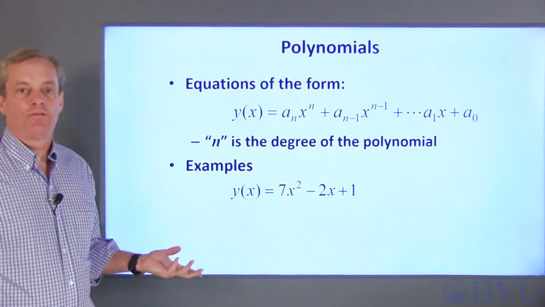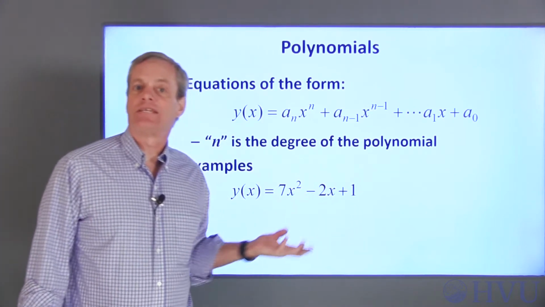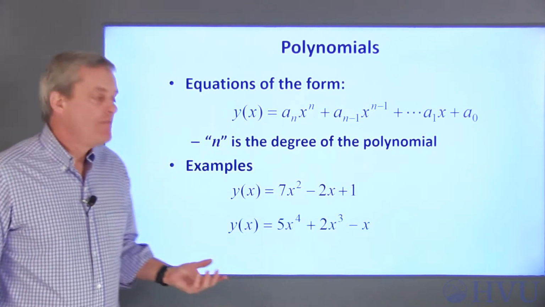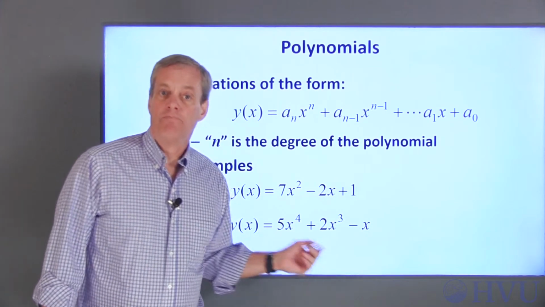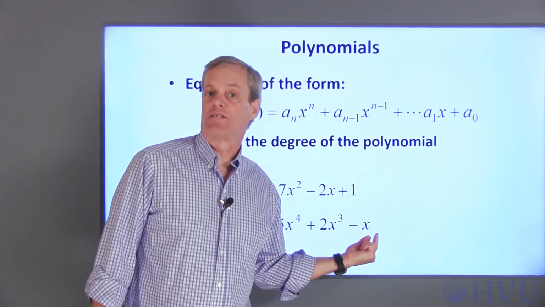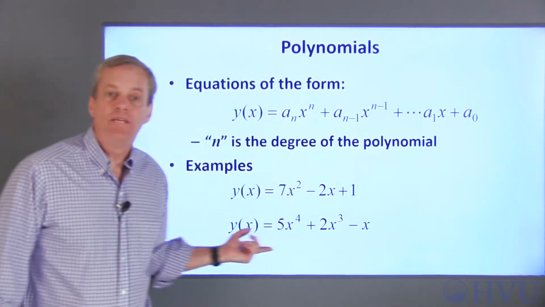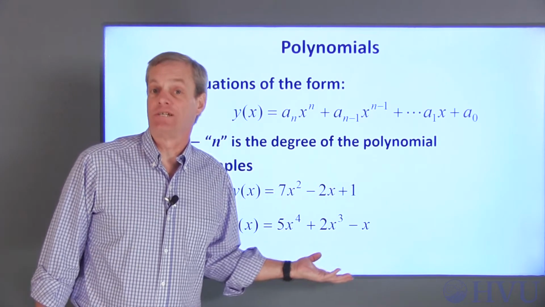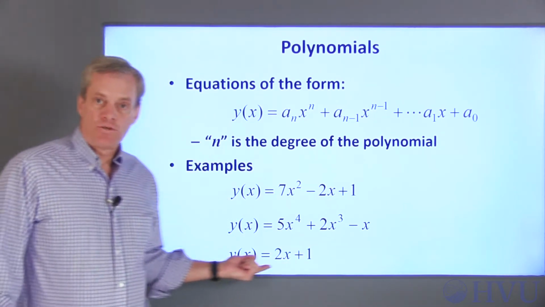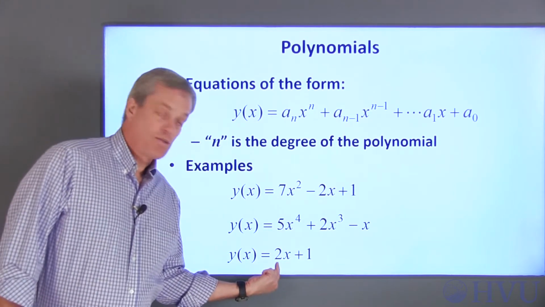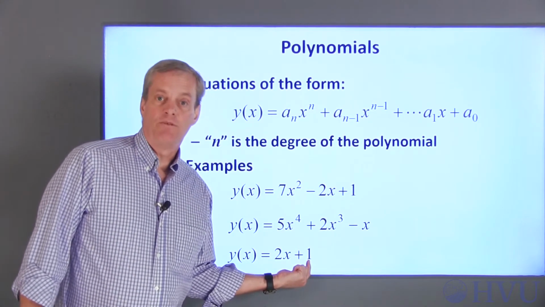Here are a few examples. Y of x here is a second order polynomial, which is also called a quadratic function. This polynomial is fourth order. Notice that it doesn't have terms corresponding to x squared or x to the 0th power. This means that the coefficients multiplying those particular powers of x are 0. This is a first order polynomial, which is just the equation for a straight line. This one has a slope of 2 and a y-intercept of 1.